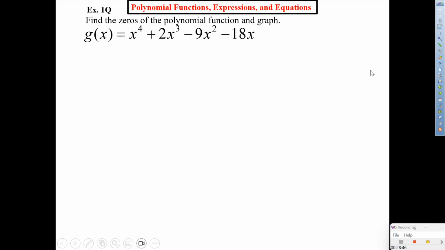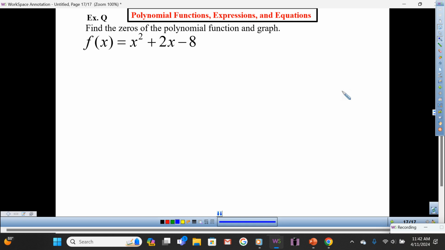Let's go. Copy this one. Example Q. F of x equals x squared plus 2x minus 8. Before Martin goes to the restroom, what is the first step, Martin? Let's go. Equal to 0. 0 equals x squared plus 2x minus 8.